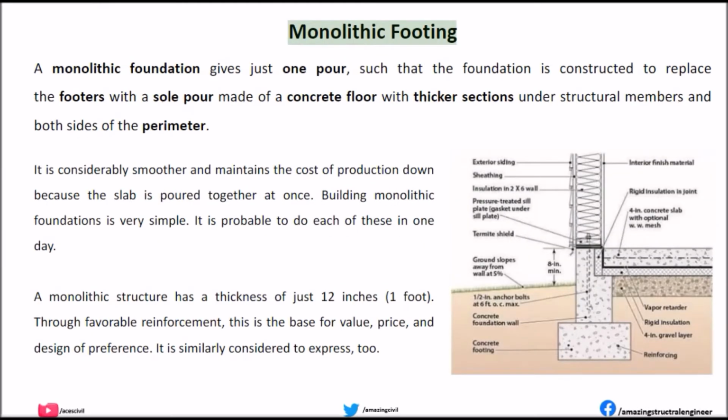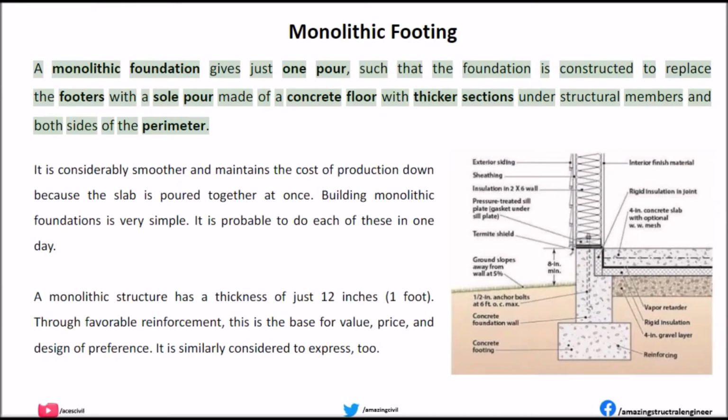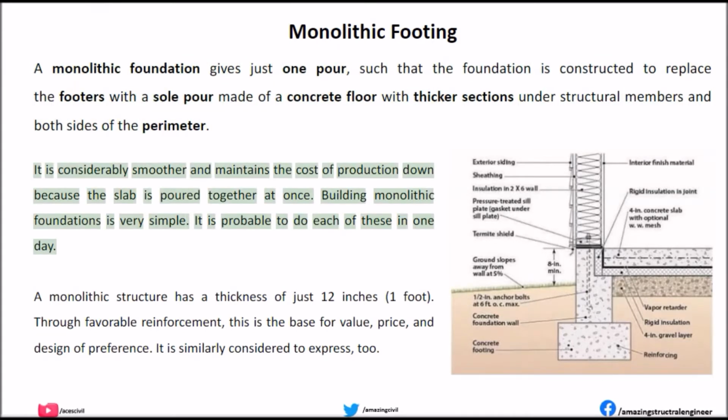Monolithic footing. A monolithic foundation gives just one pour, such that the foundation is constructed to replace the footers with a sole pour made of a concrete floor with thicker sections under structural members and both sides of the perimeter. It is considerably smoother and keeps the cost of production down because the slab is poured together at once.